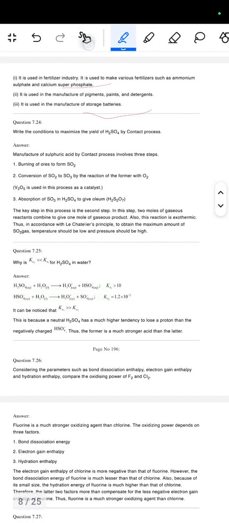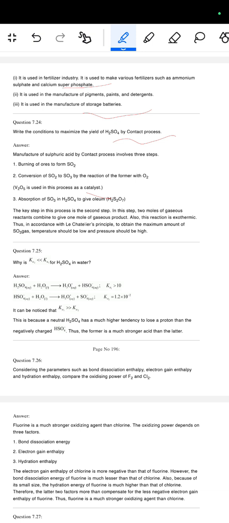Next, write the conditions to maximize the yield of H2SO4 by the contact process. So the manufacture of sulfuric acid by the contact process involves three steps. Burning of the ore to form SO2, conversion of SO2 to SO3 by reaction with O2, where V2O5 is used in the process as the catalyst, and absorption of SO3 in H2SO4 to give oleum, H2S2O7.